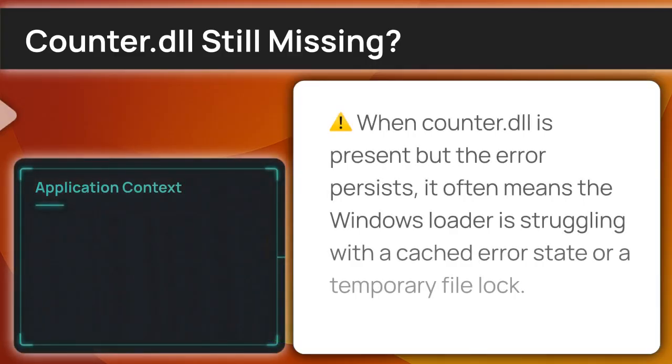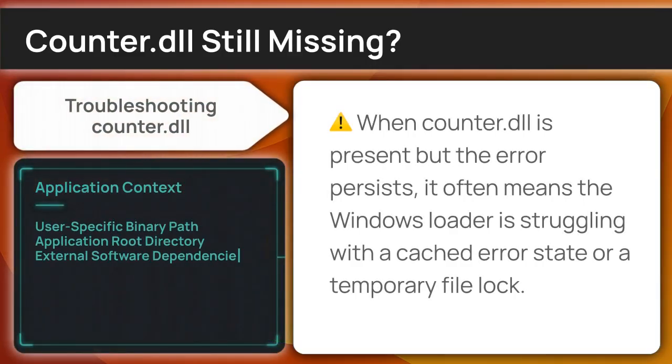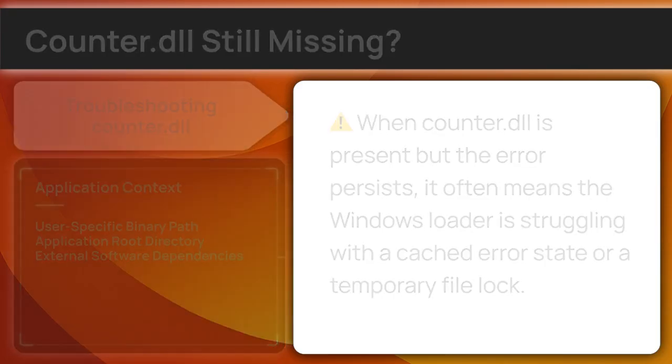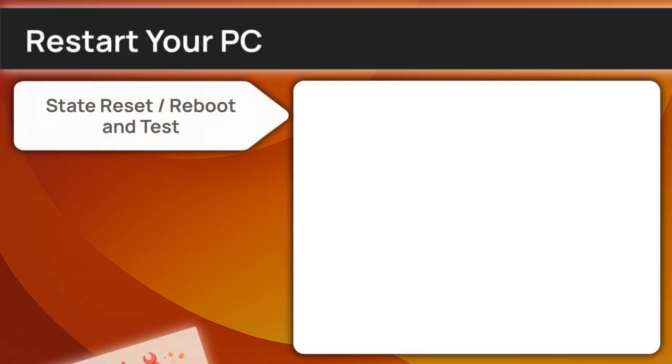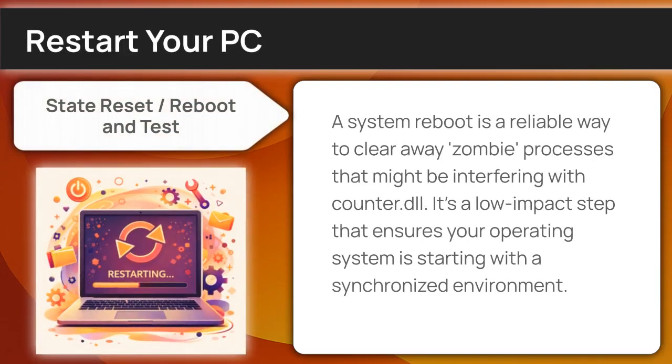If no luck was had with the redistributable package, we will escalate the fix by performing a targeted reset of the system state. If your system has been running for an extended period, a reboot might be necessary to resync your background processes and clear any temporary locks on the Counter library file.